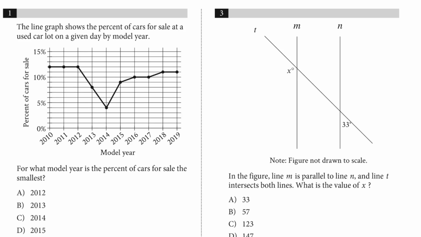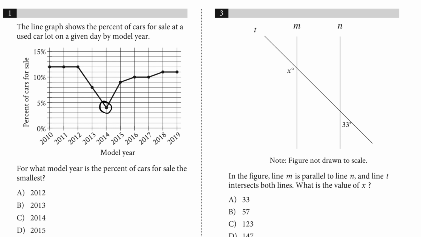Number 1. The line graph shows the percent of cars for sale at a used car lot on a given day by model year. For what model year is the percent of cars for sale the smallest? So this y-axis gives us the percent of cars for sale based on the given model year. And we're going to look for the lowest point in terms of this y-axis.